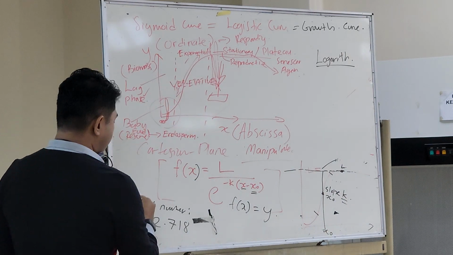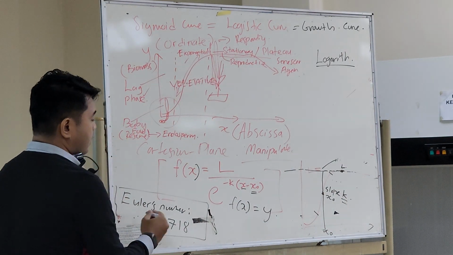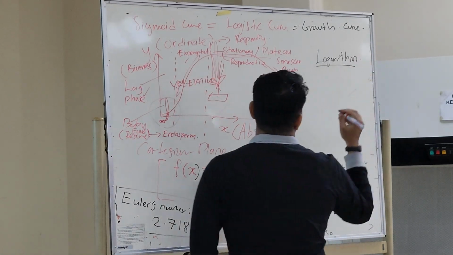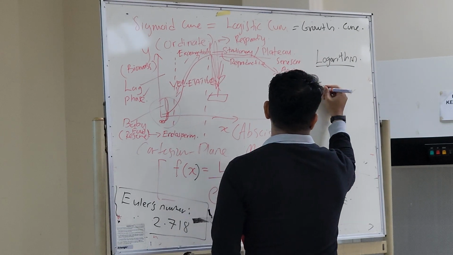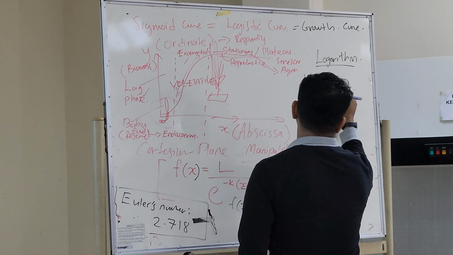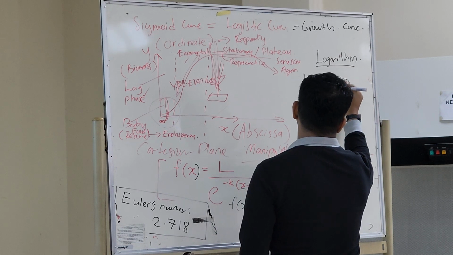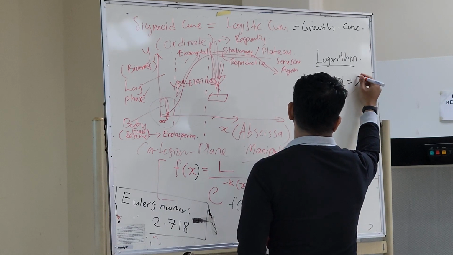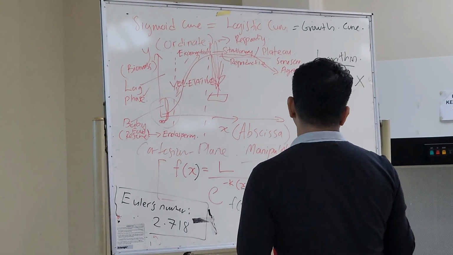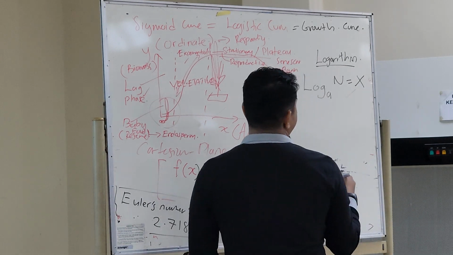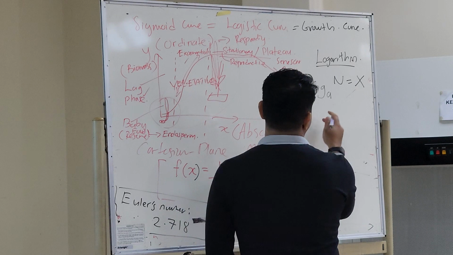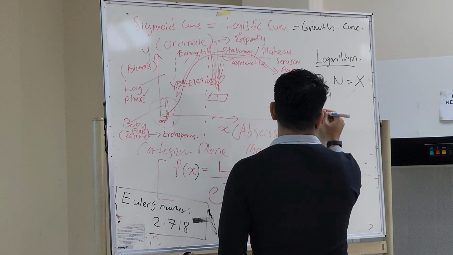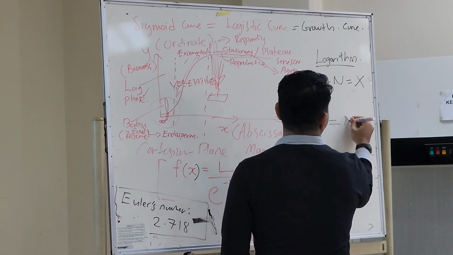Just now you looked at Euler's number. Okay, this is a constant. So logarithm, log. If you want to rearrange it, how does it become now? It should become a to the power of x equals n.